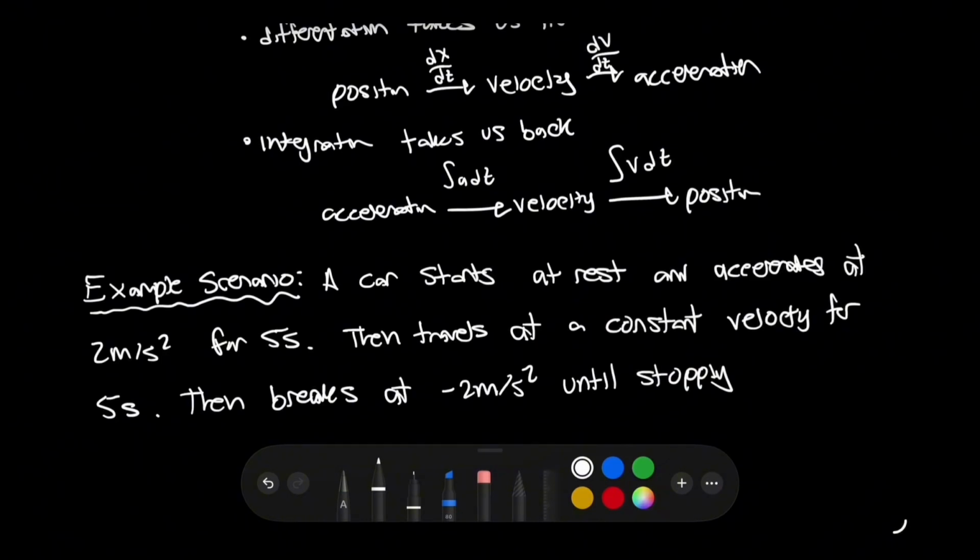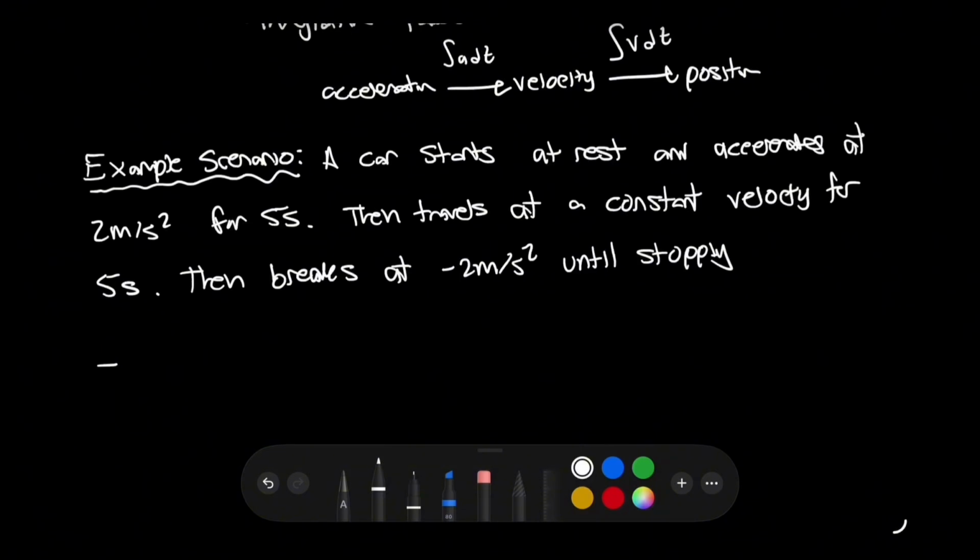So let's say we have a car that starts at rest and then accelerates at 2 meters per second squared for 5 seconds. And then after, it travels at a constant velocity for 5 seconds. Then lastly, it brakes at negative 2 meters per second squared until stopping. In this scenario, we have 3 stages.